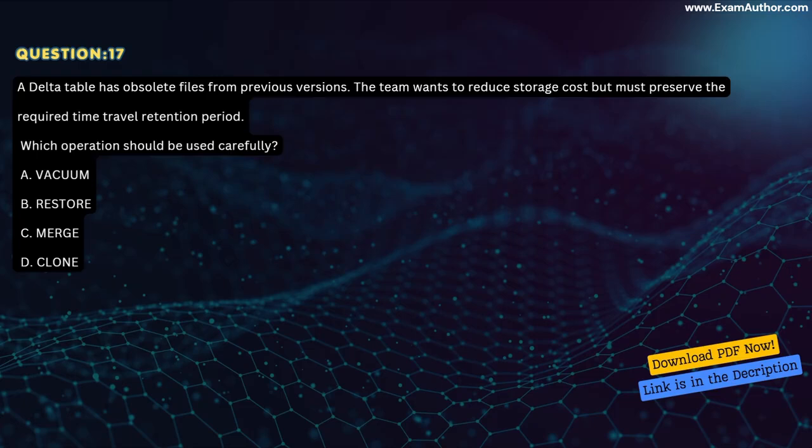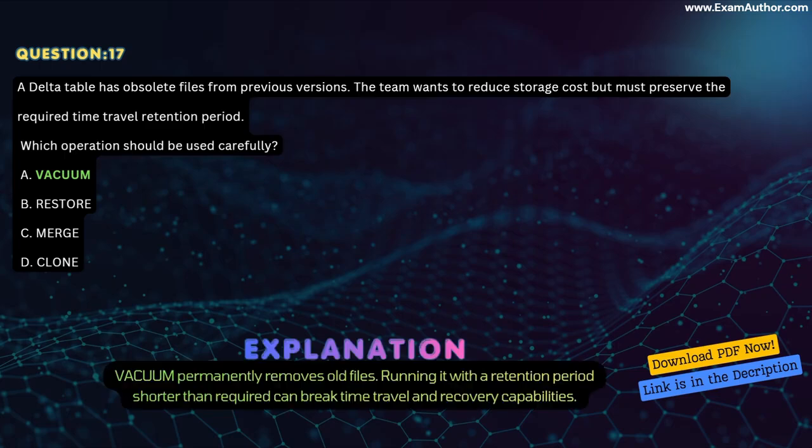Question 17. A Delta table has obsolete files from previous versions. The team wants to reduce storage costs but must preserve the required time travel retention period. Which operation should be used carefully? A. Vacuum. B. Restore. C. Merge. D. Clone. Correct answer: A. Vacuum. Explanation: vacuum permanently removes old files. Running it with a retention period shorter than required can break time travel and recovery capabilities.